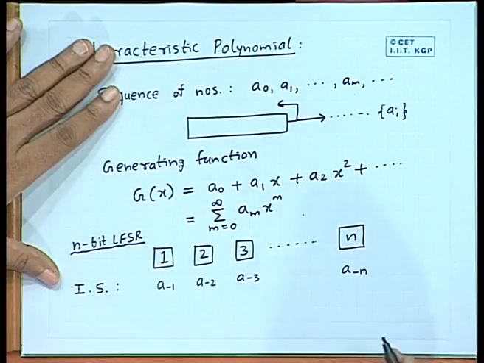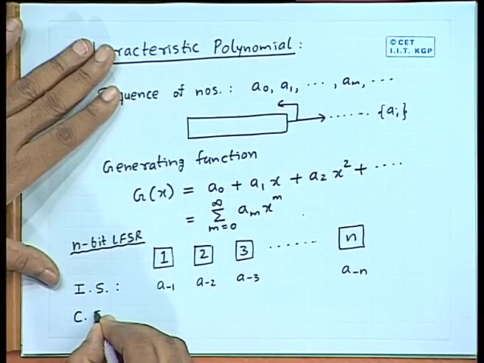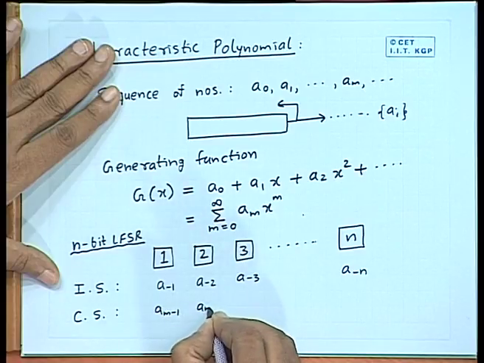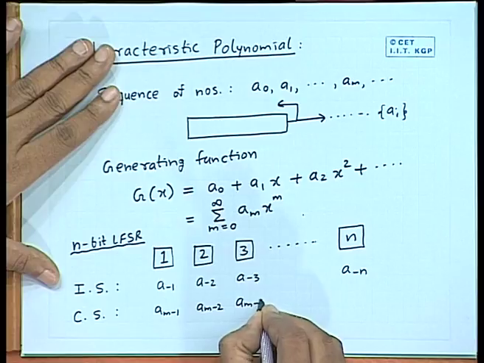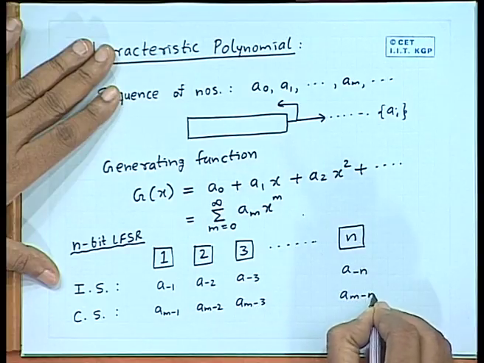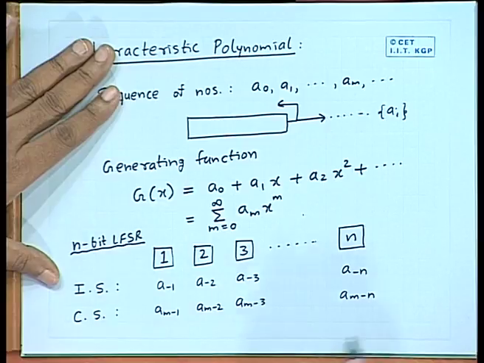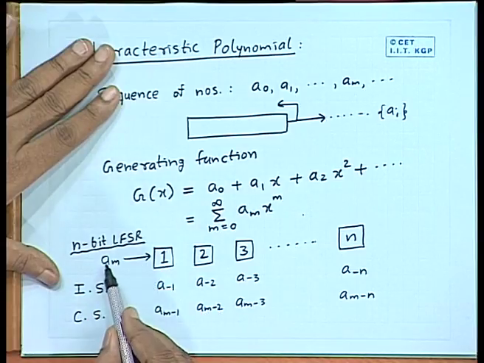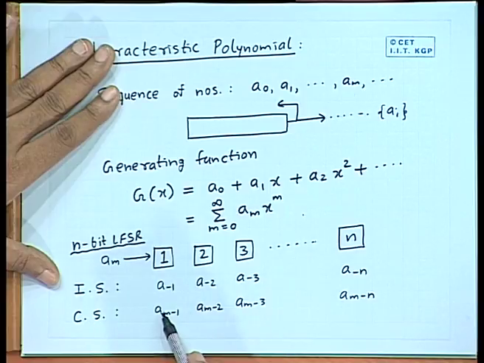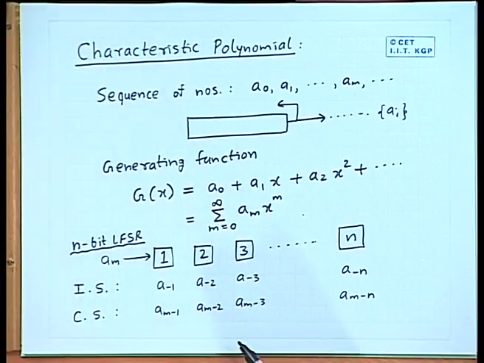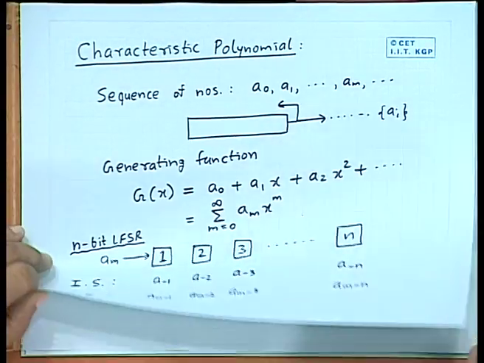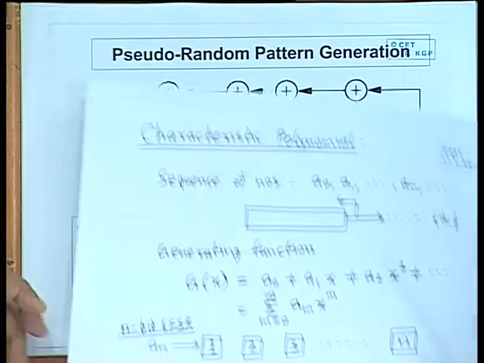And suppose after m clock pulses, the current state looks like this: a m minus 1, m minus 2, m minus 3 and m minus n. And in the current state, the value that is being fed back at the input out here will be a m. So, a m will be that linear combination of these values, which will be fed back. Fine. So, now if you just look back at that diagram for LFSR again.